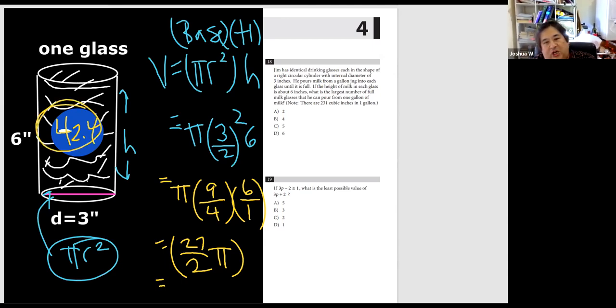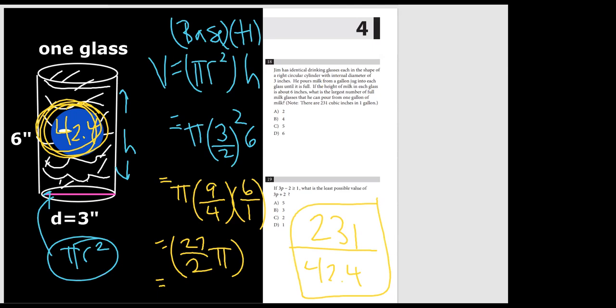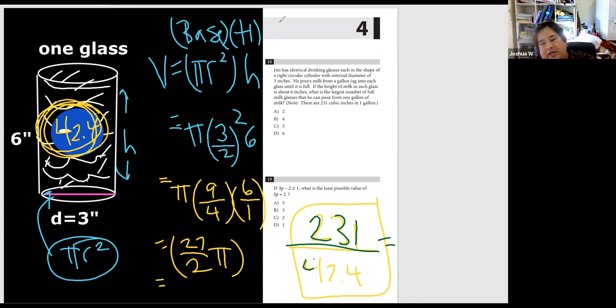So if we have a jug of milk, that's a gallon. It's a container of milk, say your mom or dad sending you to the store to get a gallon of milk. Then what's 231 divided into cups of 42.4? How many cups can you pour of milk? 5. So C. Yeah, 231 is the total amount in cubic inches, divided into cups of 42.4.